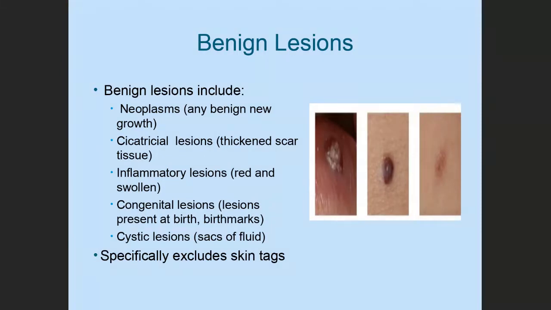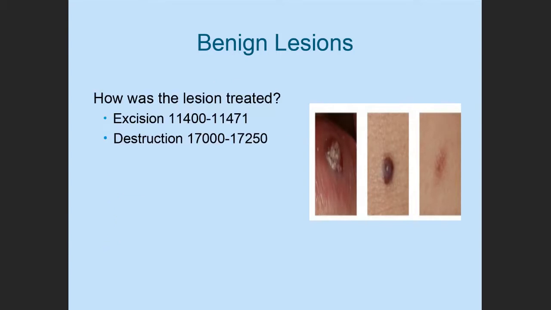Benign lesions include neoplasms, which are any benign, non-cancerous new growth, cicatrix, a thickened scar tissue, an inflammatory lesion, meaning it's red and swollen, congenital lesions, like birthmarks, and cystic lesions, which are sacs of fluid. These codes specifically exclude skin tags. Skin tags are coded using codes 11200 to 11201, so they have a separate section all to themselves. Benign lesions can be treated by either excision or destruction. We will discuss these separately.